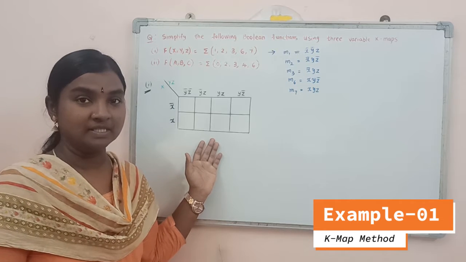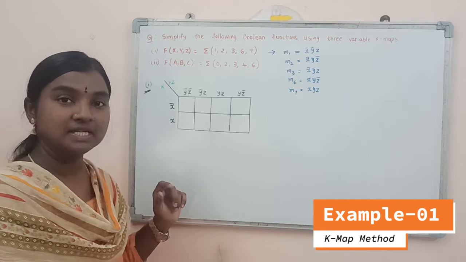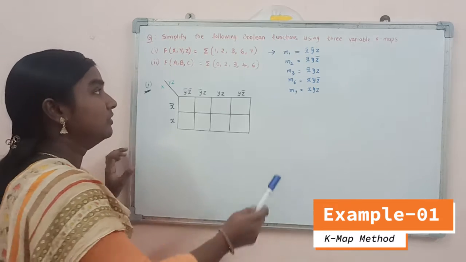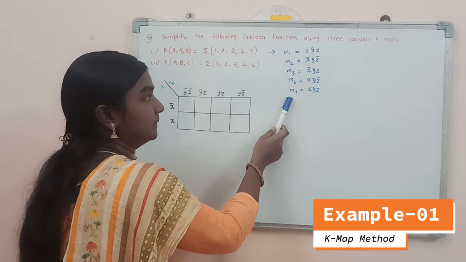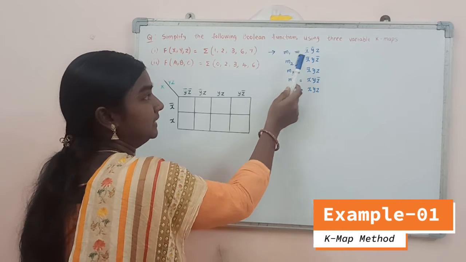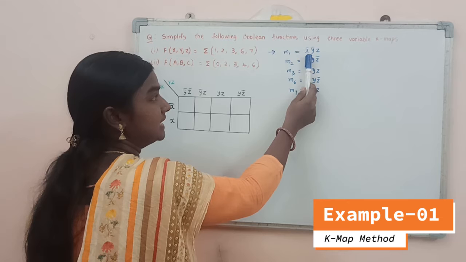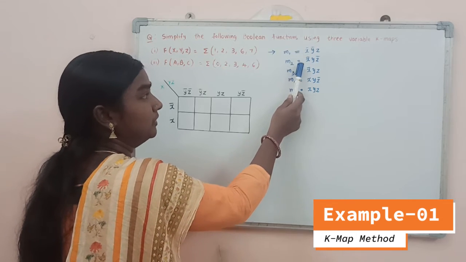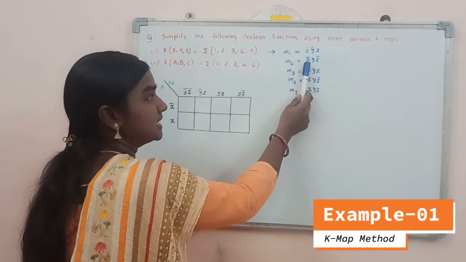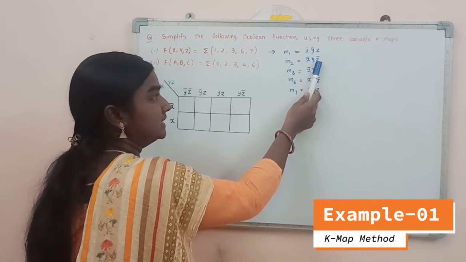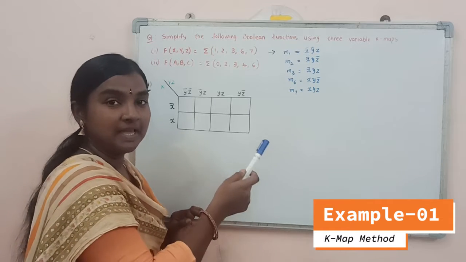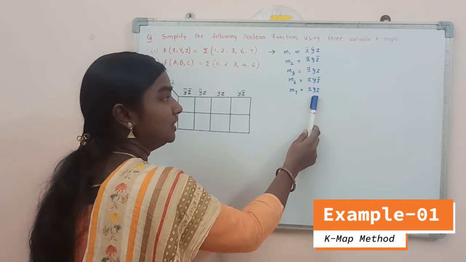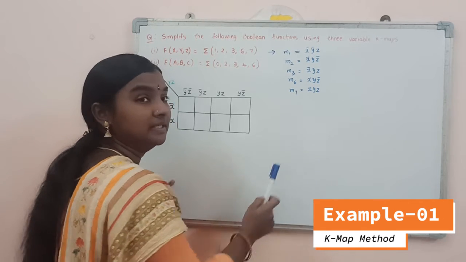Now we will assign ones in this three variable K-map. Firstly, before assigning ones, we need to find the minterm expressions here. For the m1 minterm, the product term we can write as x bar, y bar and z. For m2, the product term is x bar, y and z bar. Similarly, in the same manner, the minterm m7 will be equal to x, y and z.